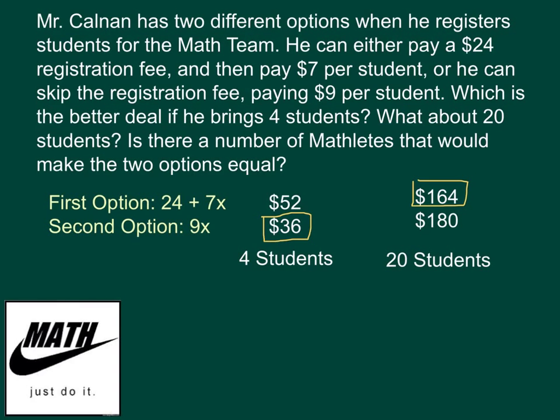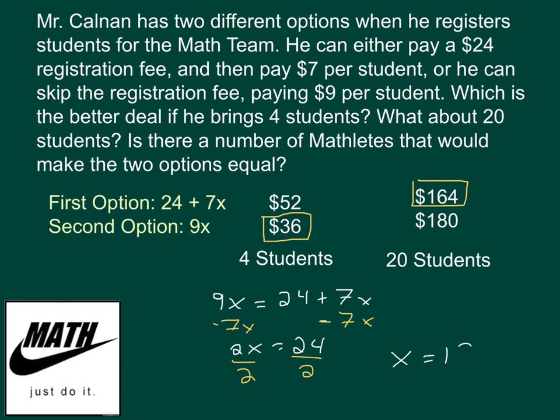Well, in order to find out, I'm just going to take the two options and set up an equation. I'm going to have 9x equaling 24 plus 7x. And now I go ahead and I solve this equation here. I'm going to start by subtracting 7x from each side, which brings me to 2x equals 24, and then dividing by 2, I get my answer of x equals 12.